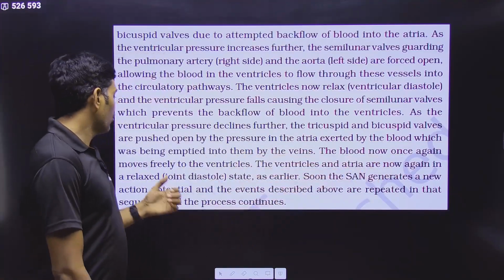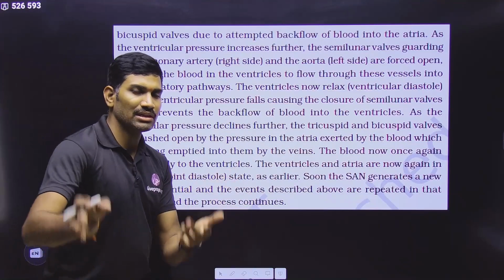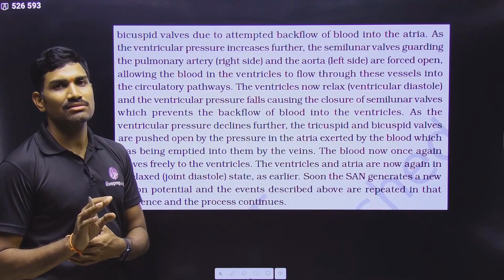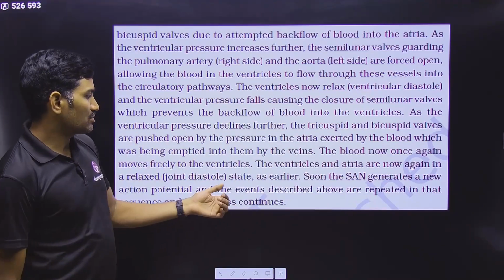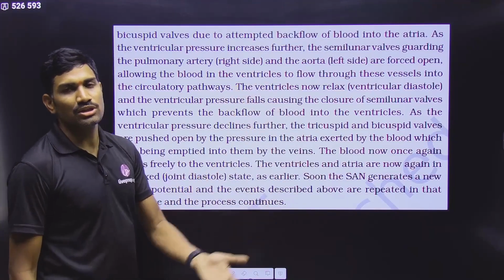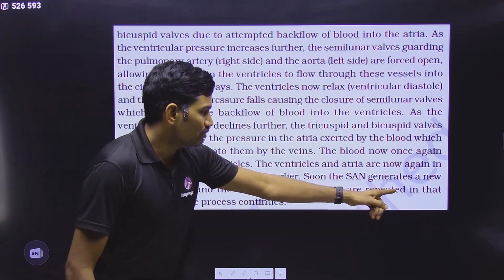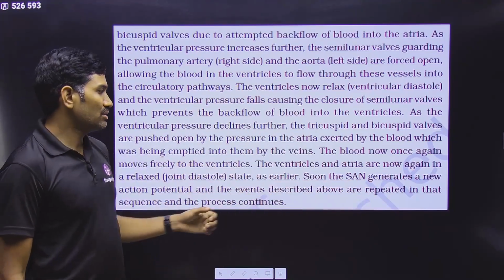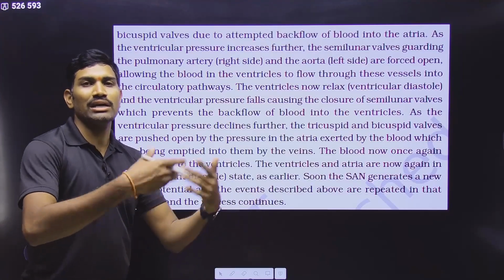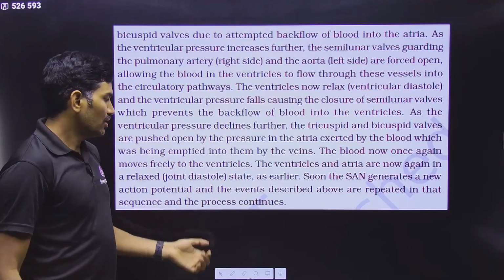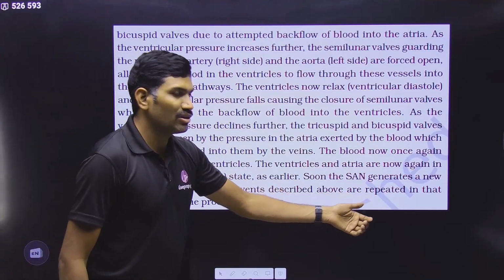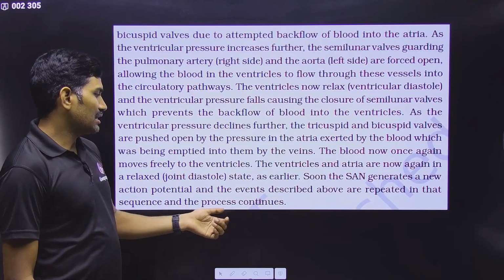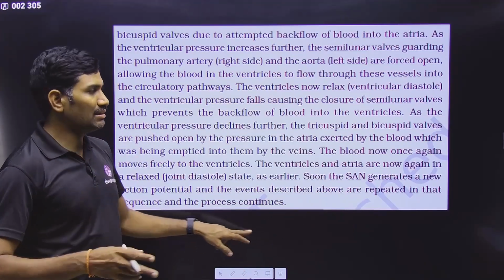And the blood now once again moves freely into the ventricles. Freely it is coming into the ventricles, and that means joint diastole will occur again, as we studied earlier. Soon the SA node generates another new action potential. So the same steps will occur once again, and the events described above are repeated in that sequence, and the process continues.